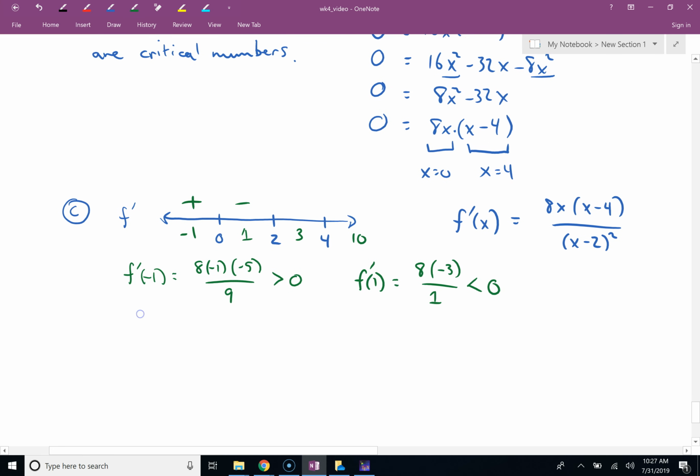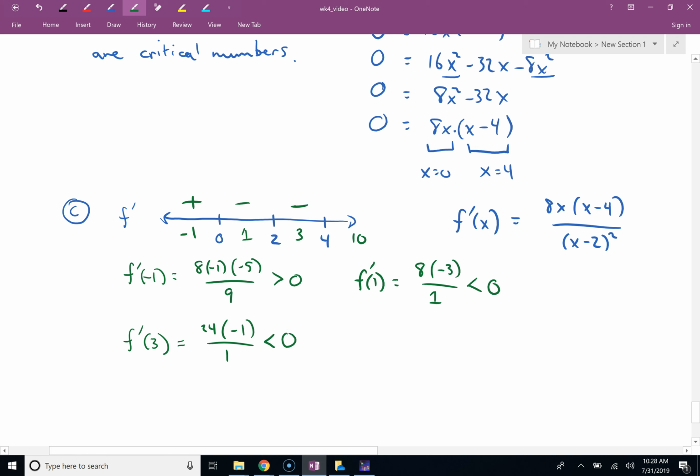Okay, well, what about at 3? So f prime at 3. And so if I go ahead and plug in 3 everywhere, well, we see 8 times 3, that would be 24. Times 3 minus 4, that's going to be negative 1. And divided by 3 minus 2, that's going to be 1 squared, that's 1. And so again, 24 times a negative divided by a positive, that is going to be negative altogether, right? There's one negative sign there, and so it doesn't cancel out with anything, and so this is going to be negative.